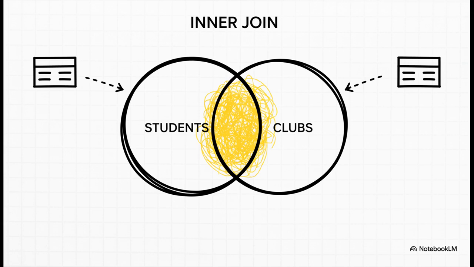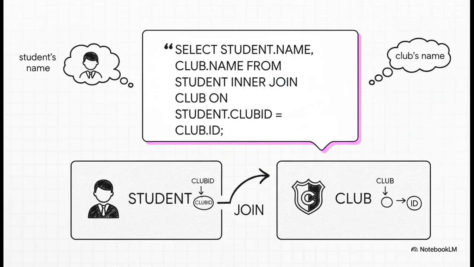So, what does an inner join do? Think of it like a matchmaker. It looks at both of our tables and says, I am only going to combine rows where the club ID in the student table perfectly matches an ID in the club table. It only brings back the confirmed pairs. No match, no entry.